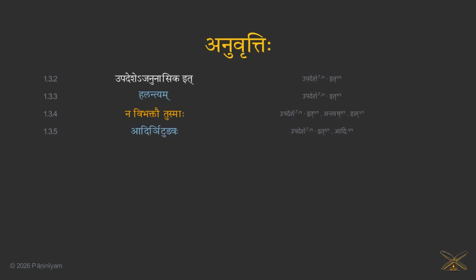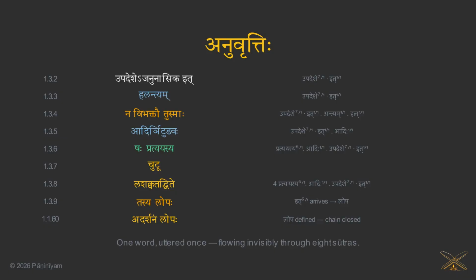This is how anuvritti usage compressed the entire Shastra to a small 84-page book of 4 by 6 inches. The great efficiency of Pāṇini's grammar is the economy of the words. He utters it only once, and then invisibly the letters flow from one sutra to another so that he doesn't have to repeat the same word to convey the same meaning.